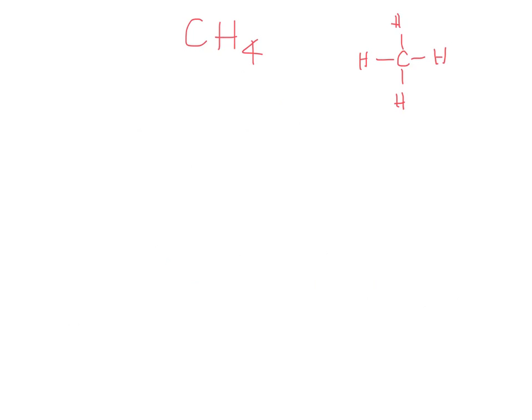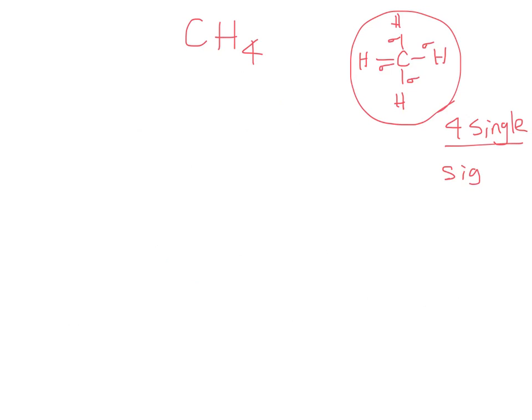When you draw the Lewis structure, this is the Lewis structure for methane. So you see that there are 4 single bonds. So these are all sigma bonds. Single bonds are sigma bonds.